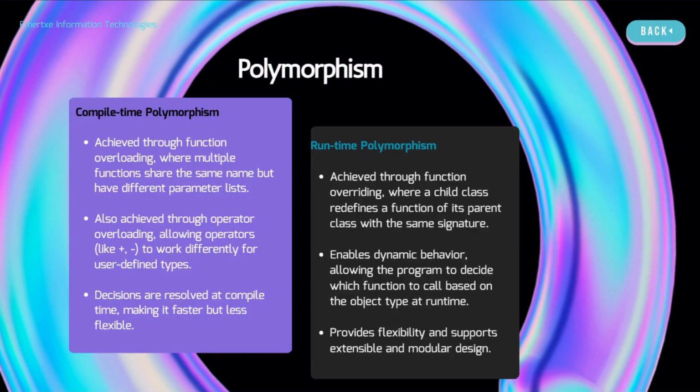Polymorphism allows functions or operators to behave differently depending on context: compile time via overloading and runtime via overriding. Together, these concepts let us craft flexible and scalable software.